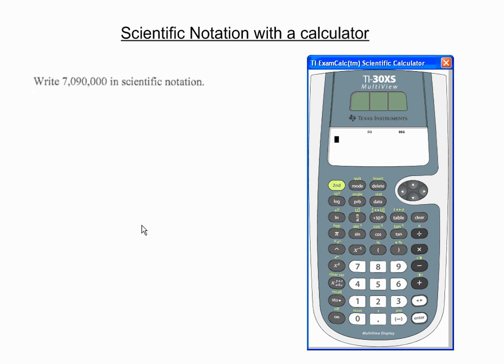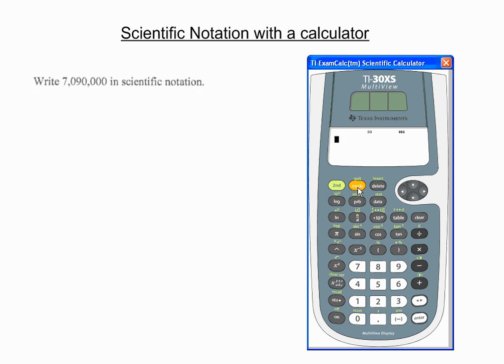We're going to take a look at doing scientific notation in the calculator. This is not about necessarily how to do scientific notation, but more about how to use the calculator. So you can see we have to write this number in scientific notation. So we're going to pull up our calculator.